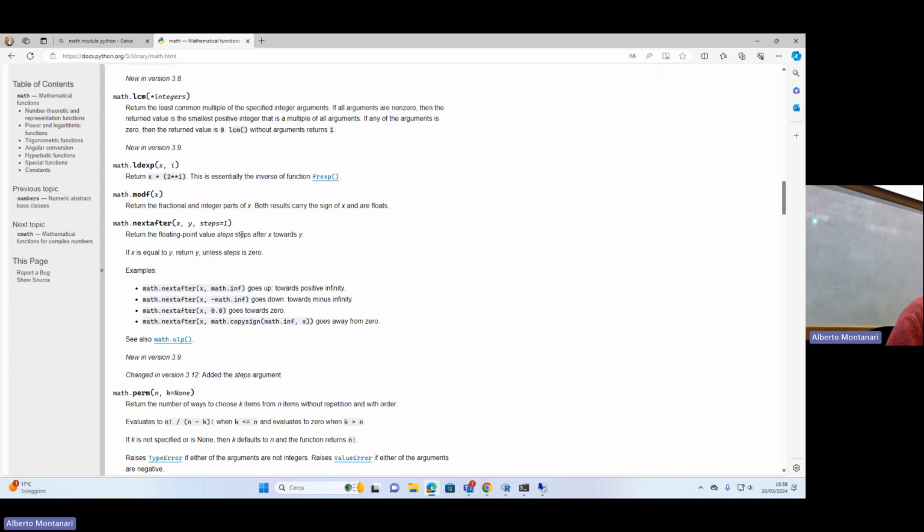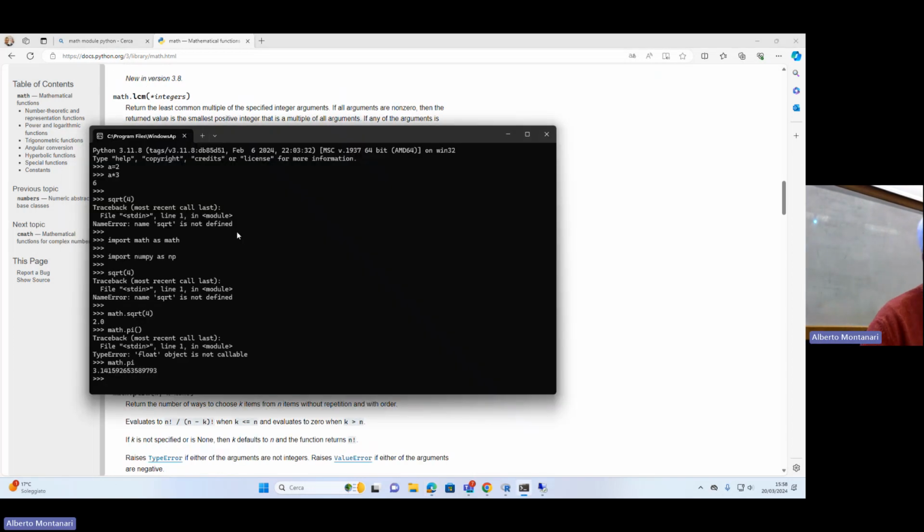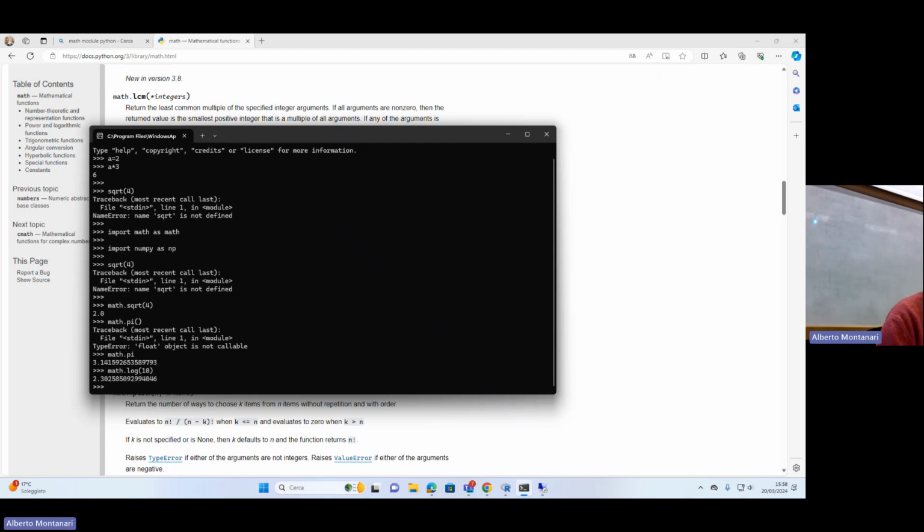And I think there is also math log. Let's see. I'm just guessing, okay? Oops, sorry. I don't remember how to clear the screen. Anyway, it's no problem. Math log 10. I'm just trying. You see, I got the logarithm, but if you look there, you find everything.